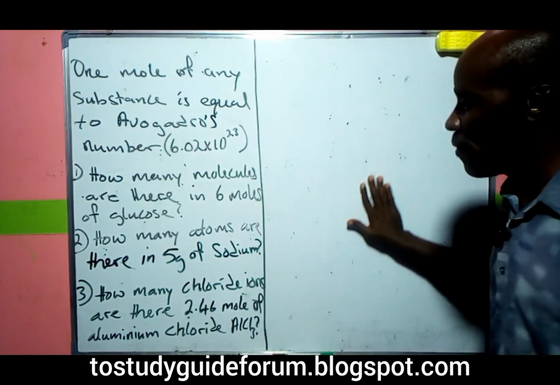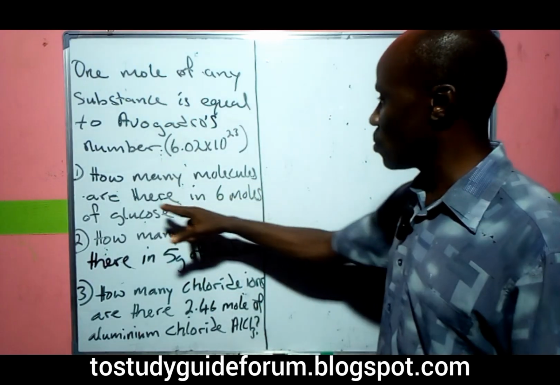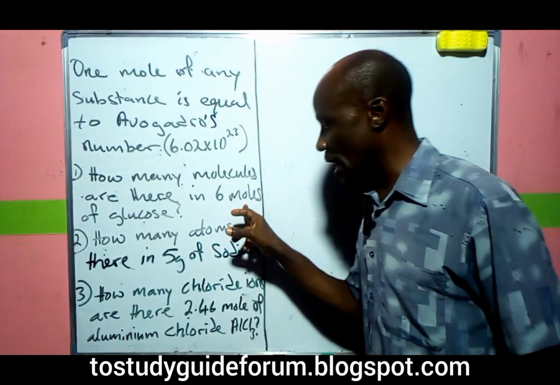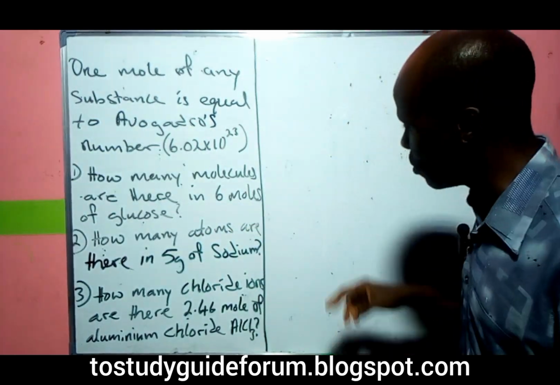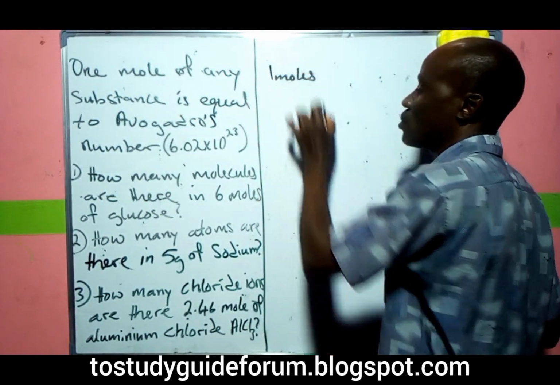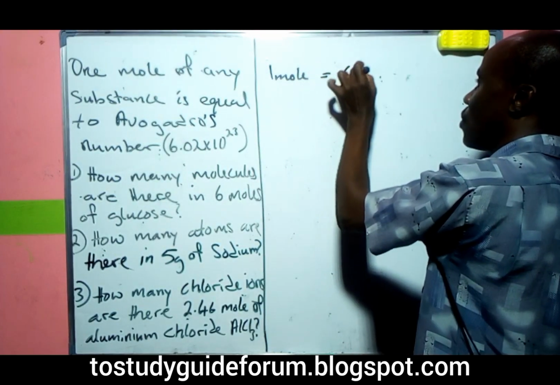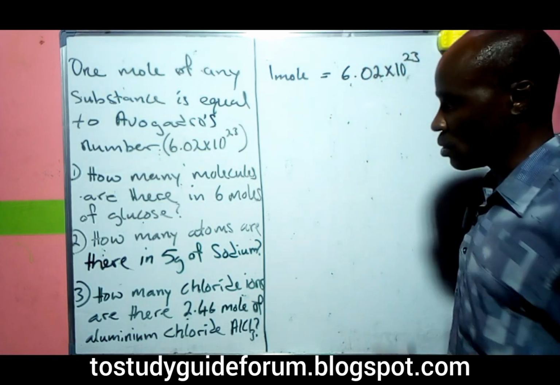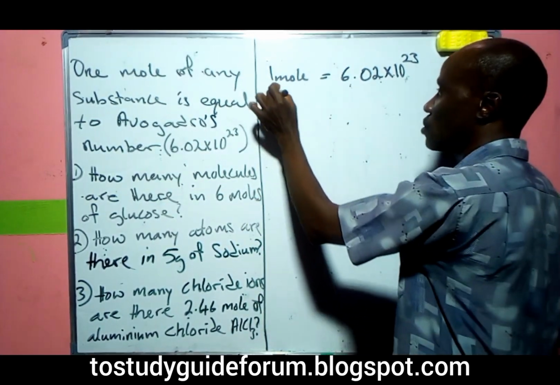Now, let's continue. We have about 3 questions here, like I said earlier on. The first one says, how many molecules are there in 6 moles of glucose? So now we're talking about moles. This is another thing you should know how to apply. Since we are talking about moles, it means that we are going to start our calculation from moles. We know that 1 mole is equal to 6.02 times 10 raised to the power 23. In other words, 1 mole of glucose is equal to this.